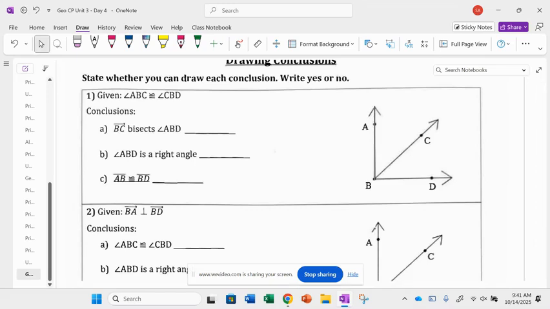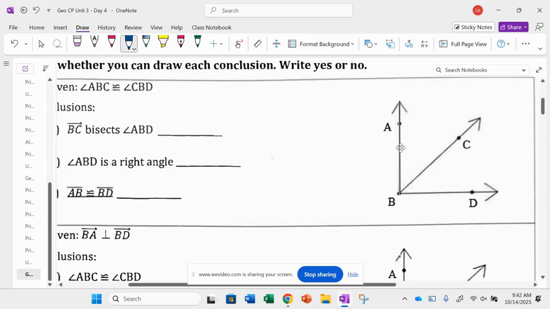So here, guys, we're given information, and now I'm asking you, based on this information, tell me, can I make the following conclusions, yes or no? So what I want to do is go through the given information and only mark what that given information means. So in the first one, it's telling me angle ABC is congruent to angle CBD. So I want to mark that.